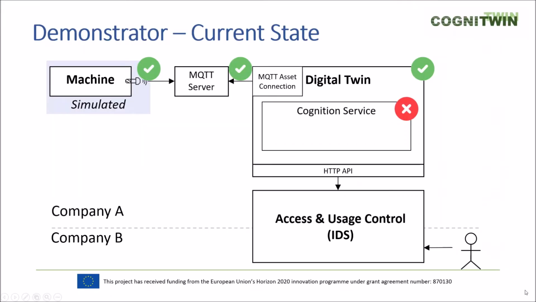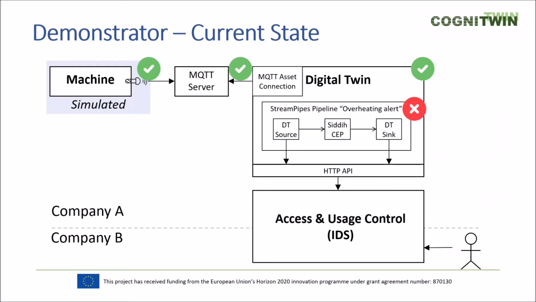The next step is to integrate cognition services with the digital twin. For this, we integrated the digital twin with the open source software Apache StreamPipes, which provides a user-friendly visual editor to create stream processing pipelines. In this demonstrator, the cognition service will be to detect overheating events and create some corresponding overheating alarm.